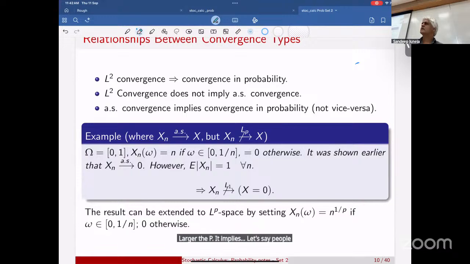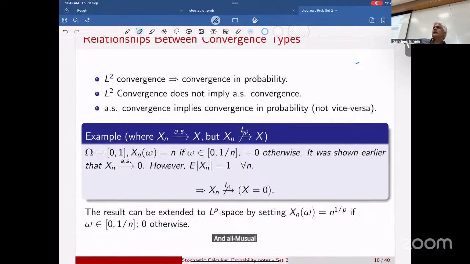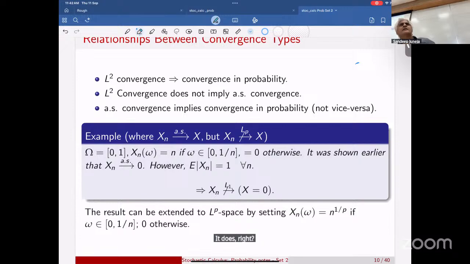Let's take L2 convergence and almost sure. So L2 convergence, for example, will imply L1 convergence. But both of these will not imply almost sure convergence. And almost sure convergence will not imply either of these. This does not converge almost surely. It does converge almost surely to 0, right? Because if you take n to infinity, infinitely many omegas will be in. Sorry, this is a different example. We are doing a different example now.